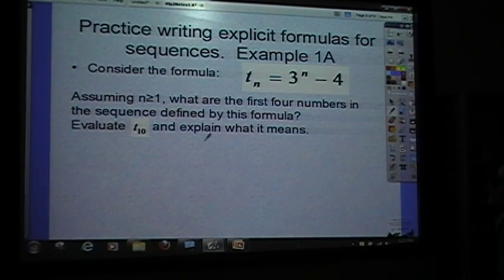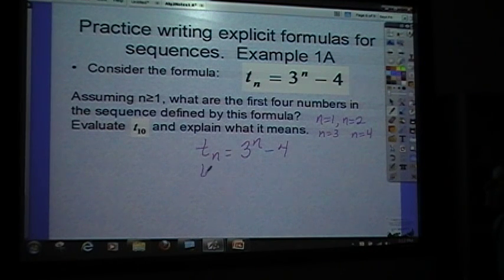Okay, so moving on. This is an example of an explicit formula. Consider the formula t sub n equals 3 to the nth power minus 4. Assuming n is greater than or equal to 1, because remember we can't have 0 or negative terms, what are the first 4 numbers in the sequence? Basically they're asking when n equals 1, what is the term, when it's the second term, what is the third term, and what is the fourth term.